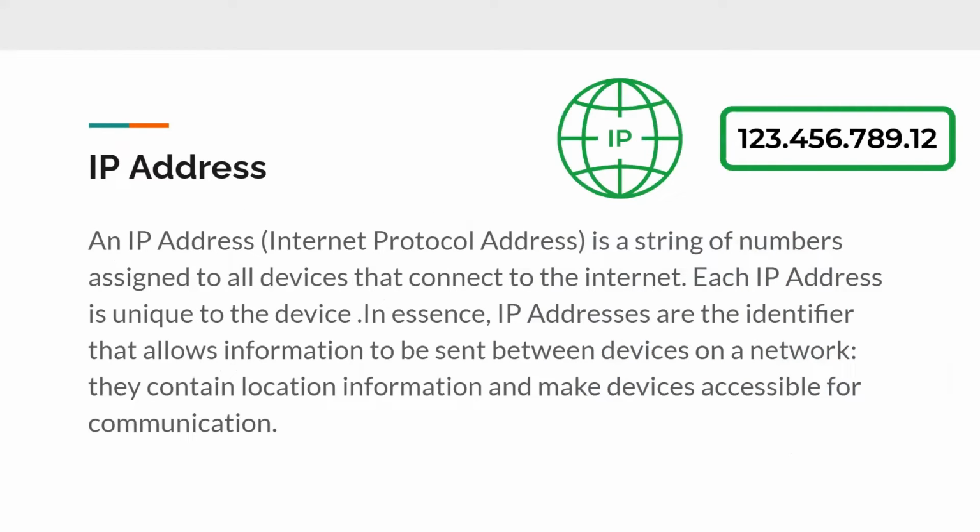Next up, we have IP addresses. An IP address, or an Internet Protocol address, is a string of numbers, like the one up here, assigned to all devices that connect to the internet. Each IP address is unique to the individual device, and they are the identifiers that allow information to be sent between a device on a network and other devices on a network. They contain information like location, and they are also necessary for devices to be able to communicate with each other.